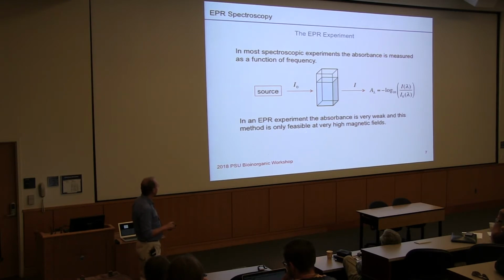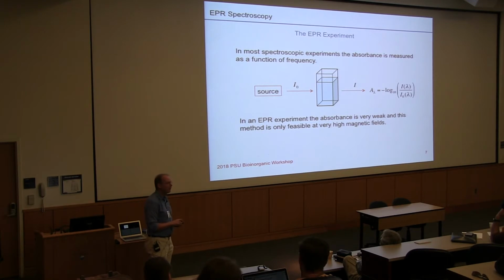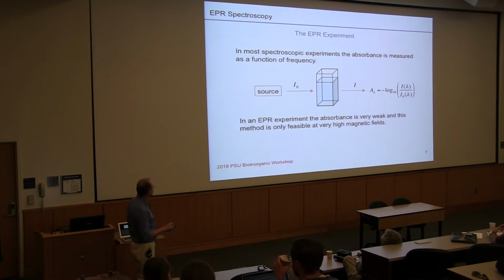And so we have very, very little absorbance actually taking place. So if we try to do that for an EPR experiment, this is really not technically feasible. If you go to really high magnetic fields, then it can be done this way, and there are a few spectrometers out there that do this. But in general, this does not work very well because the amount of absorbance is really, really low, and so it becomes hard to detect.